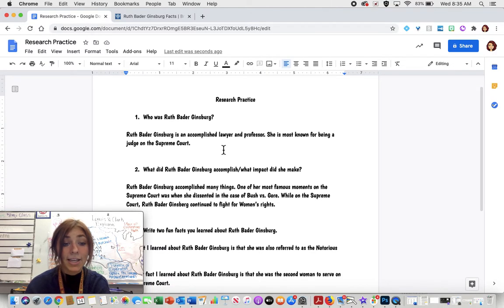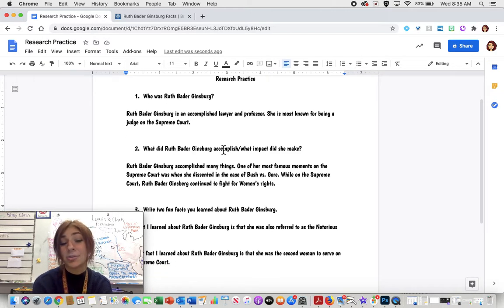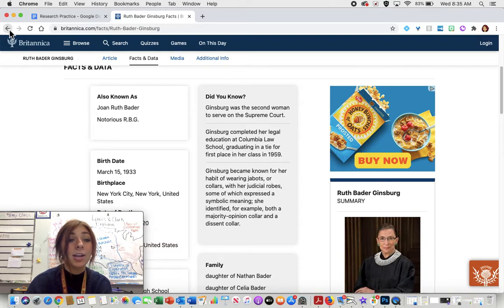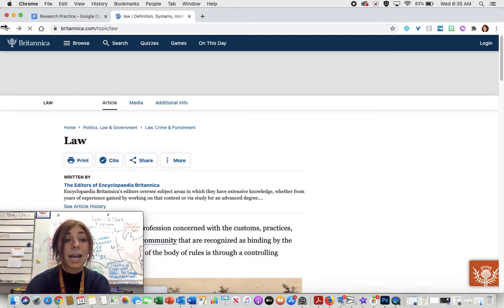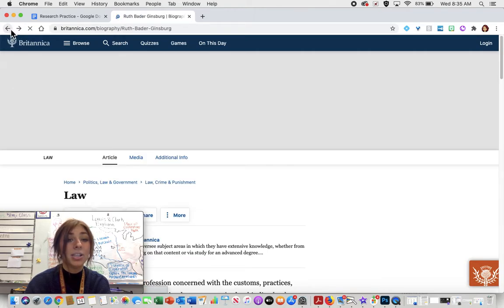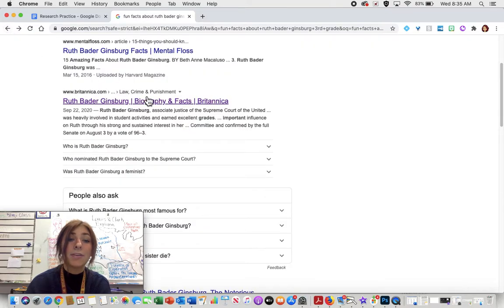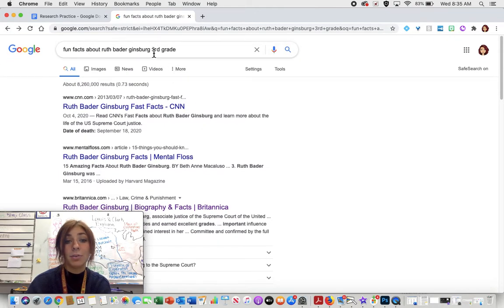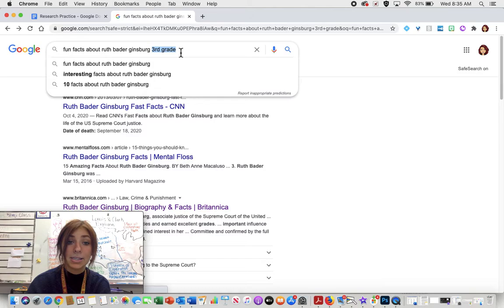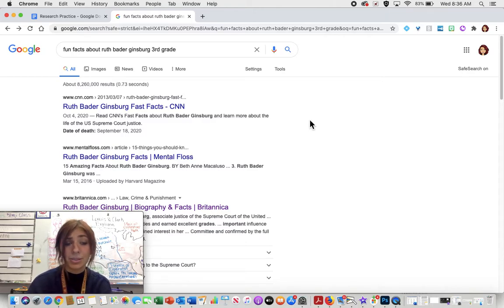And so your job today is going to be answering some questions about different explorers. And again, you are going to make sure when you are researching that you are typing in third grade at the end of your questions. You're typing that in to make sure that you are looking at information and content that is appropriate for your grade level and your reading level. So again, type in third grade at the end of your question and look for reliable sources.